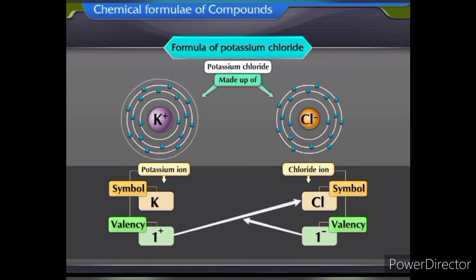Now cross over the valencies of the combining ions. The crossover valencies are written as subscripts with the ions but without their charges. Since the valency of both the ions is 1, the formula of potassium chloride is written as KCl. Now let us determine the formulae of water and sodium sulfate.